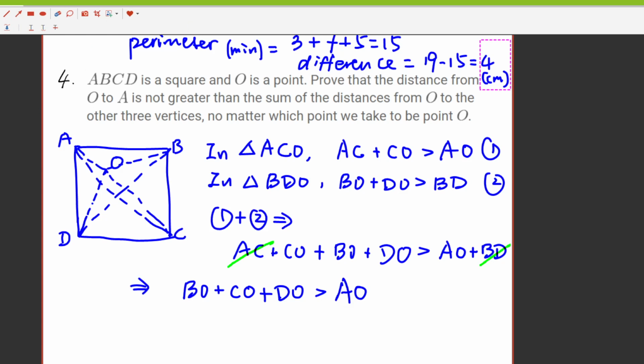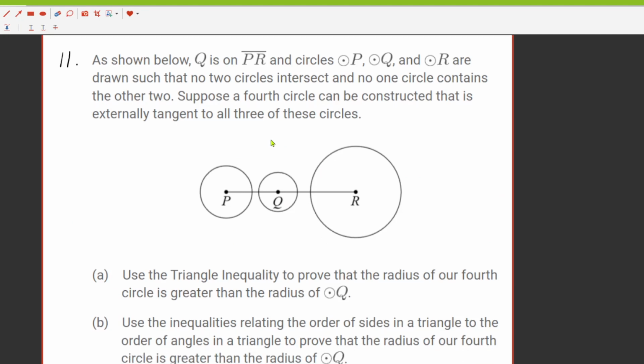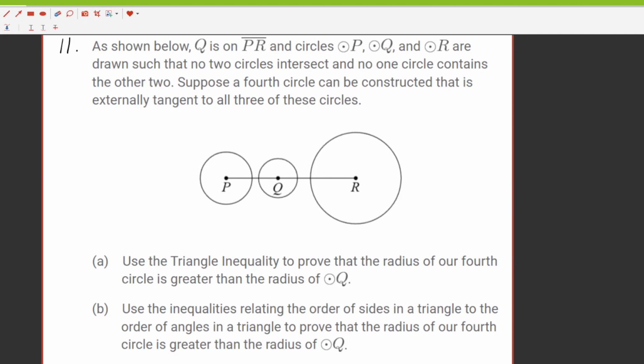What if point O is outside square ABCD? Alright, if no questions, let's have a look at the next one. Question number 11.